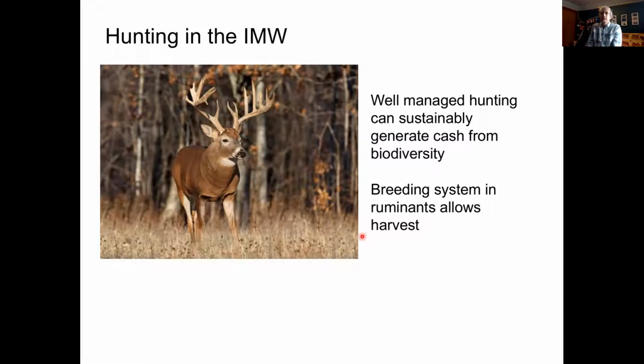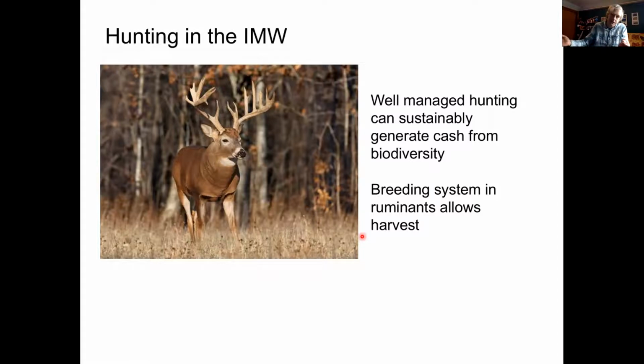Now, the breeding system in these species really is a good setup for harvesting, because predominantly people want to hunt the males, the bucks, and the vast majority of bucks never breed. Remember, just 50% of the individuals in the species for mammals are going to be male. Most of those males never breed. They're sort of reproductively useless because they're not dominant individuals.